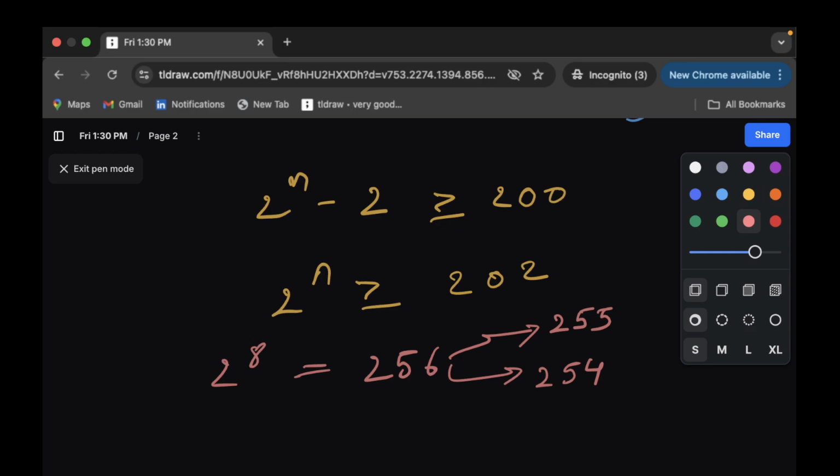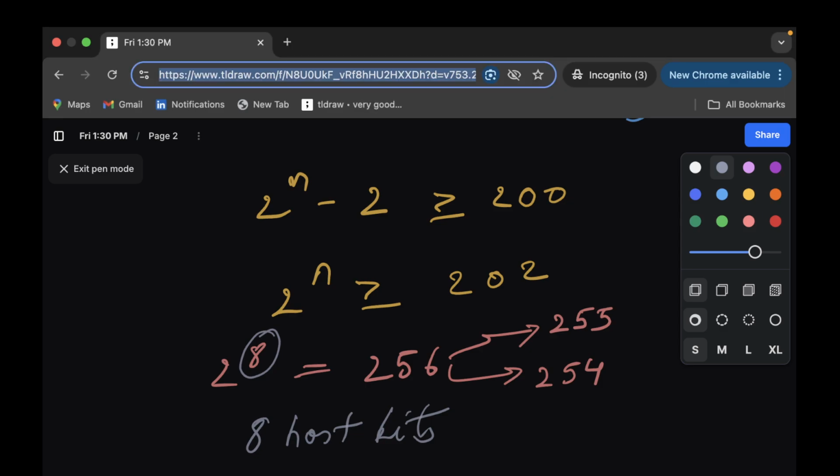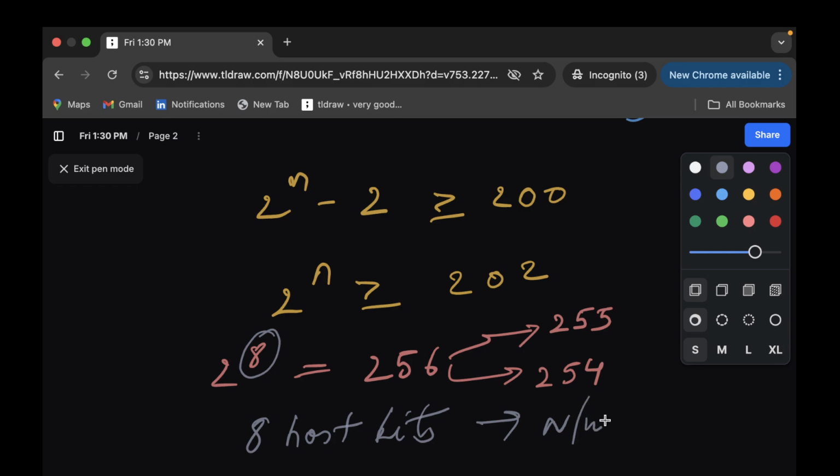Okay. So I get host bits. So this basically indicates my host bits. So I need 8 host bits. If I need 8 host bits, then my network bits will be 24, right? This is my 24 network bits, and then the mask will be 255.255.255.0.